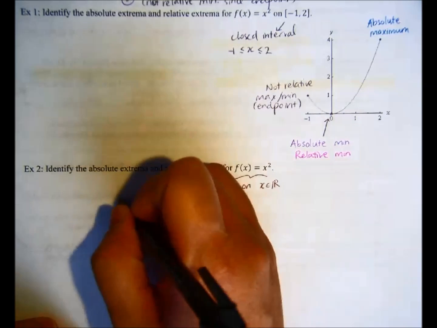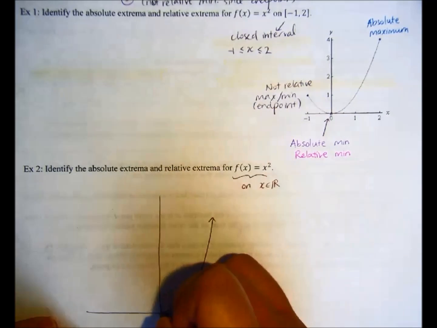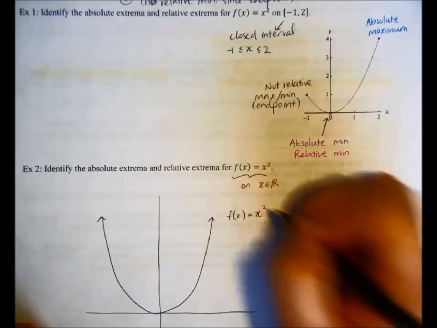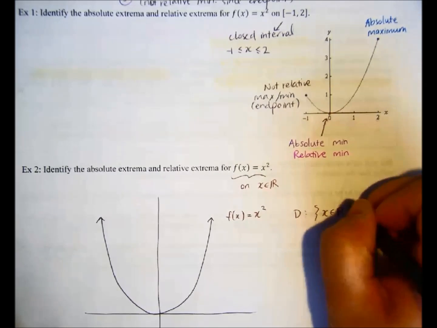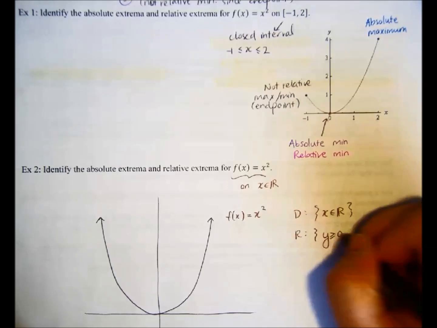So let's think about what this function looks like. Just a quick sketch here. So this is my f of x equals x squared. My domain is x belongs to the set of real numbers. And my range is that y has to be greater than or equal to 0.